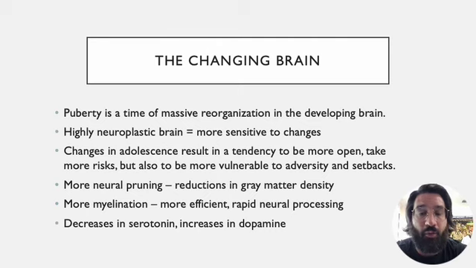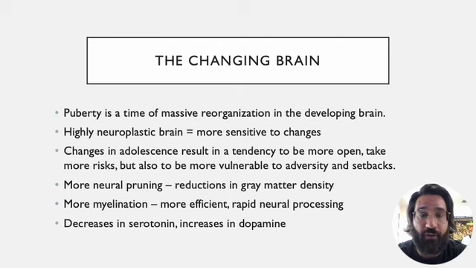But just as important to some of the physical changes we observe are the changes that we observe in the brain during adolescence and puberty. Puberty is a time of massive reorganization in the developing brain. Teenagers, young people have what we call a highly neuroplastic brain, which means that the brain is just more sensitive to changes. It's much more malleable, moldable, right? You could say. So it's very responsive to changes in the environment, changes within the body.